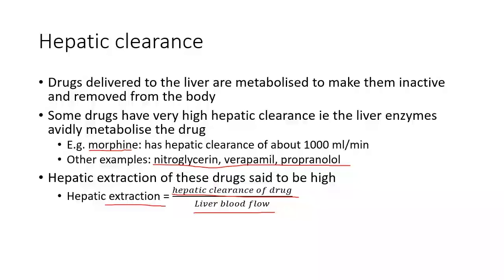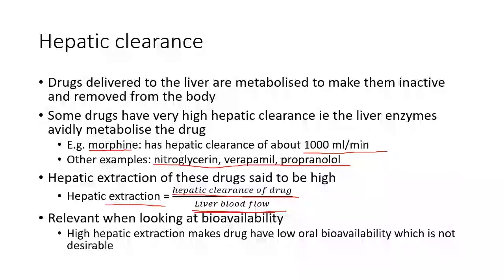So in the case of morphine, the hepatic clearance is about 1,000 mL per minute. Liver blood flow is about 1,500 mL per minute. So about 2/3 of all the morphine, which is absorbed through the gut and goes through the liver on hepatic first pass, is actually cleared. And this is important because this impacts on the bioavailability of the drug. So high hepatic extraction drugs have low oral bioavailability. And as we'll hear in the bioavailability lecture, this is not desirable.